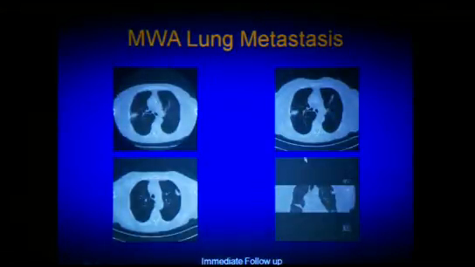So at the immediate follow-up on the 16th month, we thought we were feeling pretty good. All the lesions that we saw were either ablated or had residual scar. About 4 months after that, she did have recurrence again, and is now on chemotherapy.